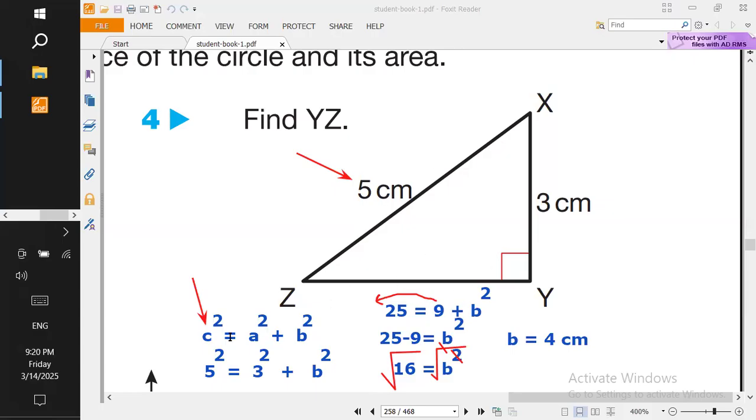So focus on the formula and on the steps of rearranging the formula to find the missing lines. If the line I'm trying to find is the hypotenuse, it means I have to square both of the other sides, add them, and square root them. If the missing line is one of the shorter sides, it means I have to square them, subtract them from each other, and then square root the result. That's the idea of Pythagoras' theorem. Now let's move on to the next question.